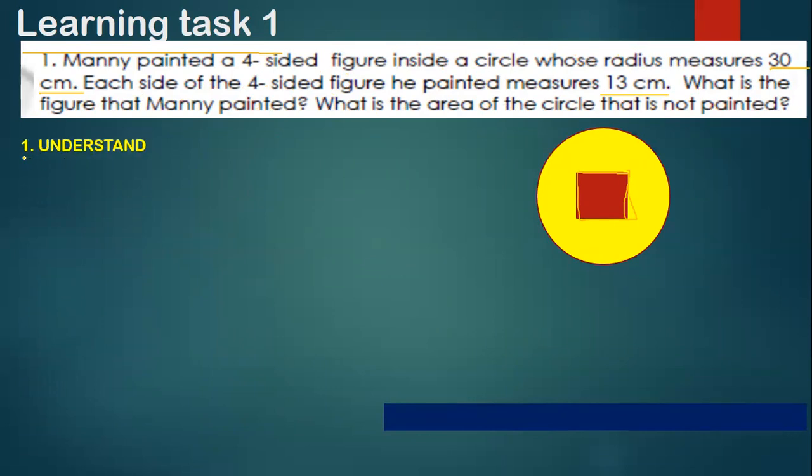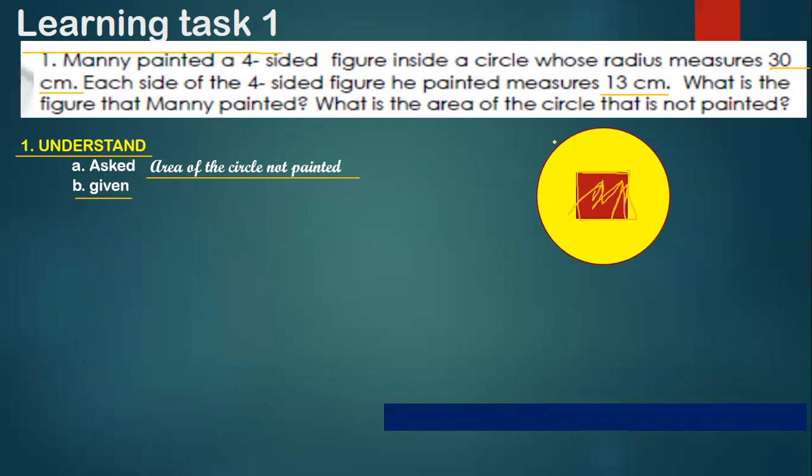Okay. Using the problem-solving strategies natin, first thing that you are going to do is you have to understand the problem. In understanding the problem, you have to know what is asked. So ang tinatanong dito, okay, is the area of the circle na hindi napintahan. Kasi ito yung pinintahan niya, yung nasa loob lang eh. So ano yung area ng circle na walang paint? Okay. And then, after that, what are the given facts? So ano yung mga given facts?